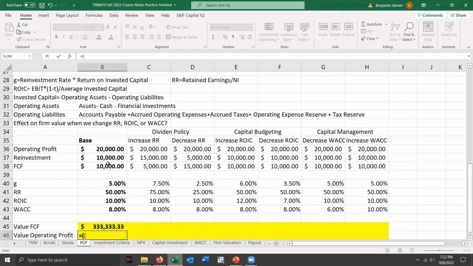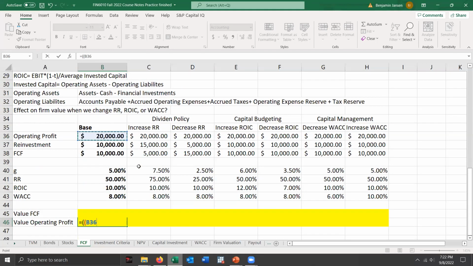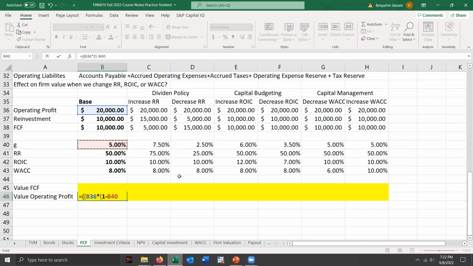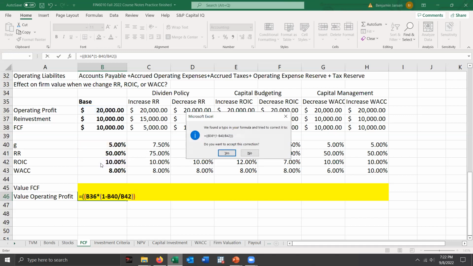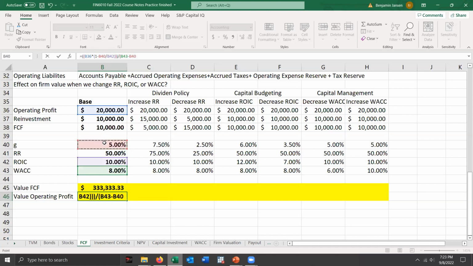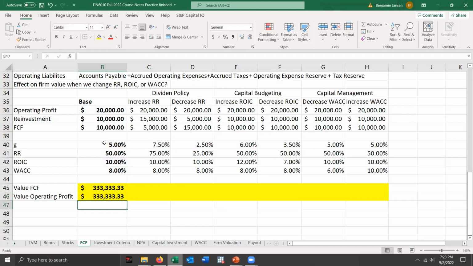So that's going to be our operating profit times 1 minus, let me double check. Yeah, 1 minus the growth rate divided by return on invested capital. Got an extra parenthesis. So we should get 10,000 here because I've calculated the free cash flow. And now we're going to value it in perpetuity. We get that growth adjusted discount rate we've been talking about. All right, so we have the same answer.